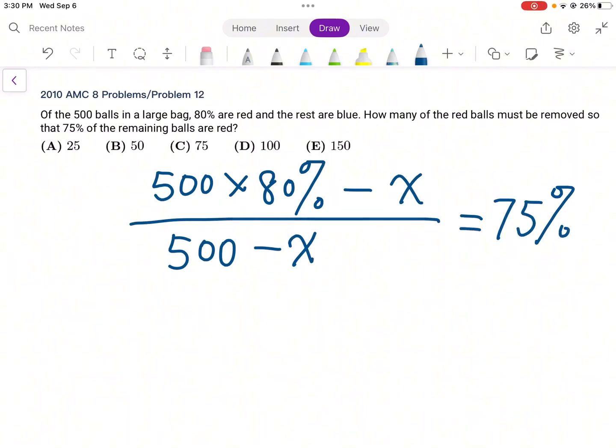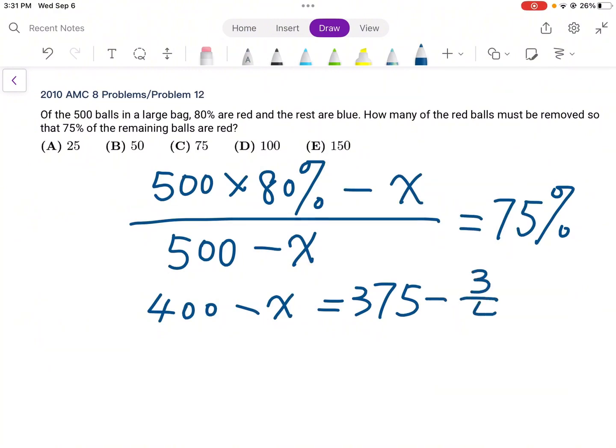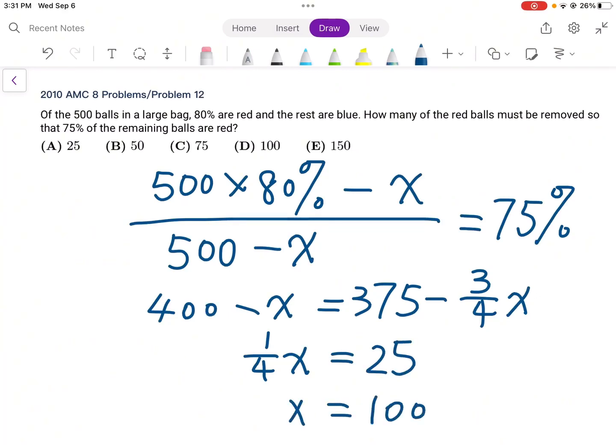And we simplify this equation, we get 400 minus x equals 375 minus 3/4 x. Therefore, we get 1/4 x equals 25 and x equals 100. Therefore, the answer is D.